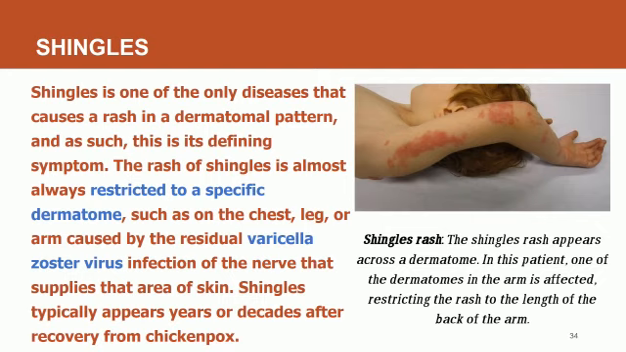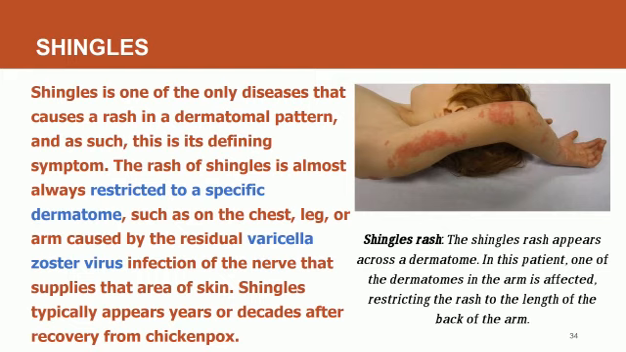Shingles is a painful skin condition in adults caused by the varicella zoster virus. The rash of shingles is almost always restricted to a specific dermatome, such as on the chest, leg, or arm. So we can follow this dermatomal pattern and pinpoint exactly which spinal nerve has been infected.